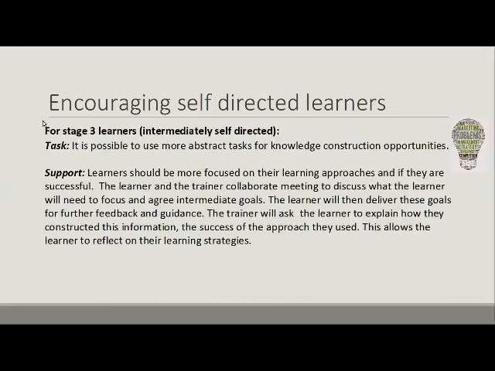For stage 3 learners, it's possible to use more abstract tasks for knowledge construction opportunities. Learners should be more focused on their learning approaches and if they are successful. The learner and trainer collaborate and meet to discuss what the learner will need to focus on in the task and agree intermediate goals. The learner will then deliver these goals for further feedback and guidance. The trainer will ask the learner to explain how they constructed this information, what was the approach they used, and if it was successful or not. This allows the learner to reflect on their learning strategies and again articulate their mental models.